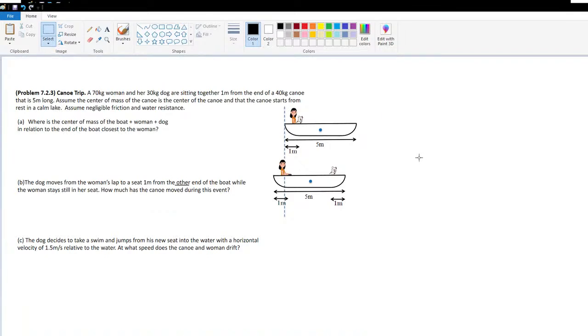A 70. What's 70 kilograms of penetration? Okay, that's a respectable 30 kilogram dog. I guess that's reasonable. Actually, I don't really know what dog sizes are.